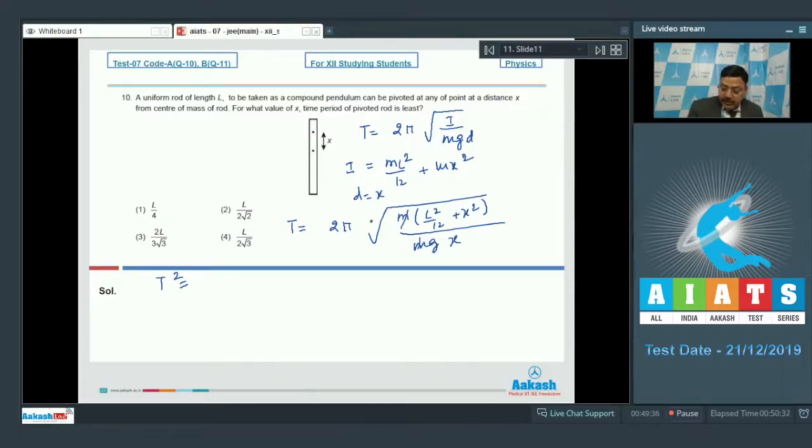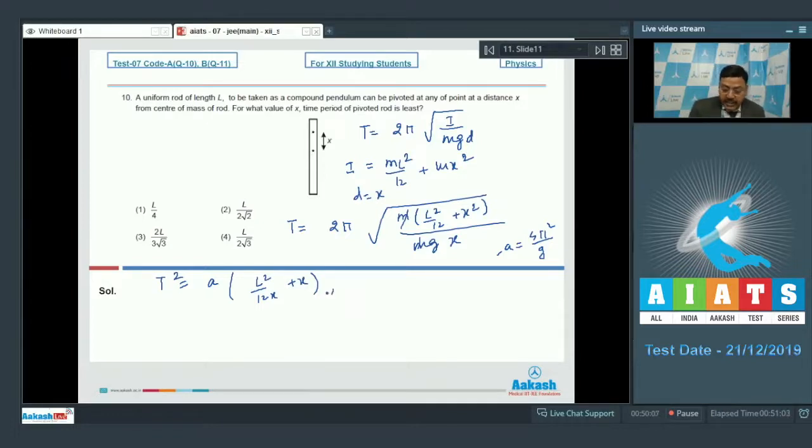That constant will be 4 pi square by g. Let's simply write it as A, where as I told you A is 4 pi square by g. So T square is A into L square by 12x plus x.